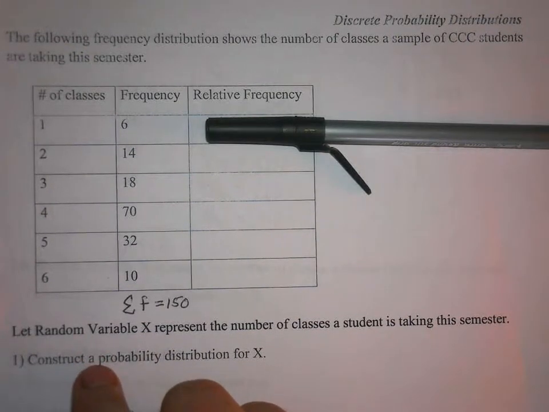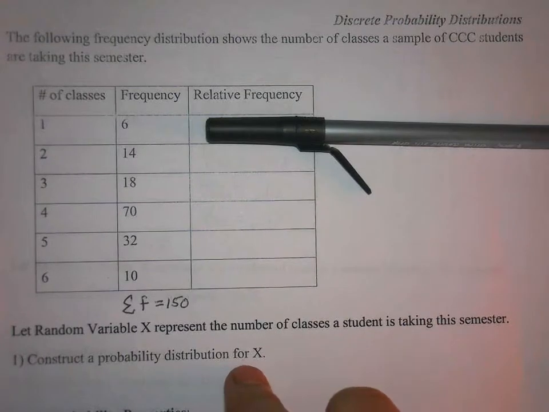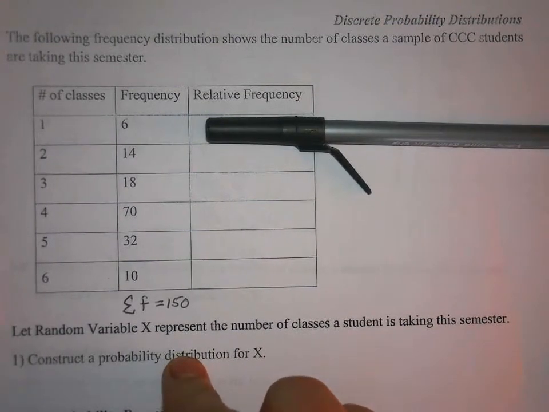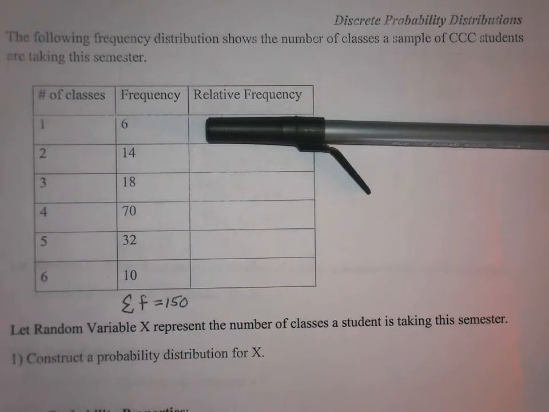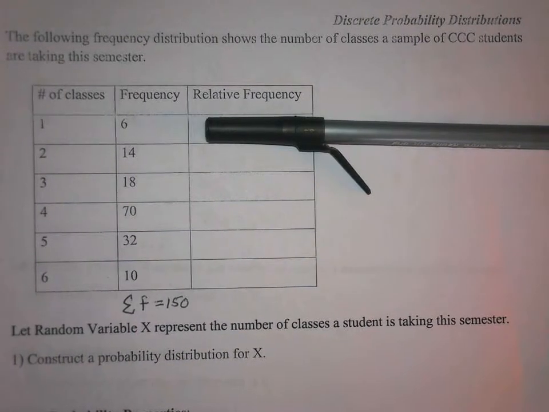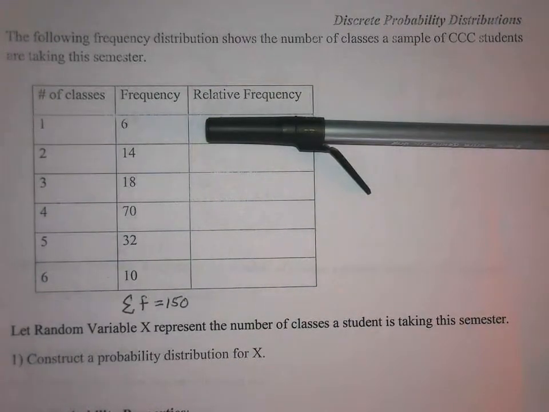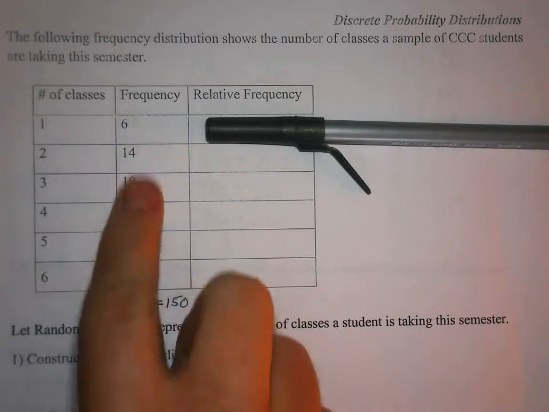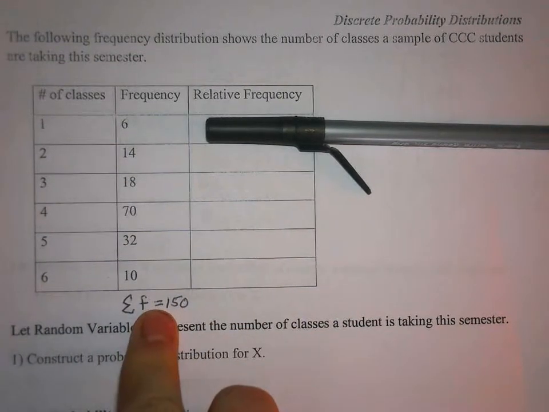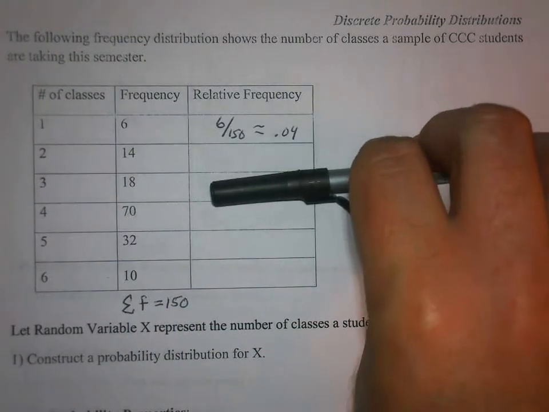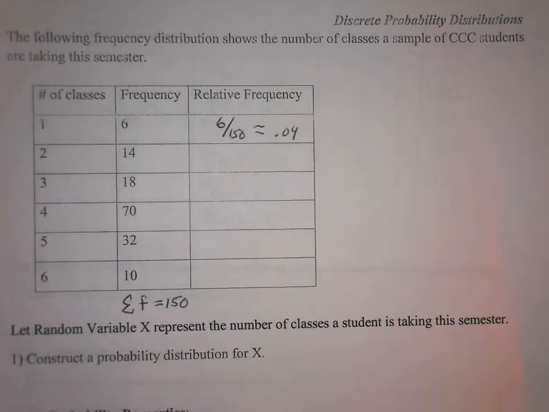Number 1 asks us to construct a probability distribution for x. A probability distribution is just asking you, for every x value, can you write the probability of that x value? In the first row, we had 6 students say they're taking 1 class. The probability that a student said they're taking 1 class would be 6 out of the total number of students, which was 150. So 6 over 150, which if you divide that, you end up with 0.04.